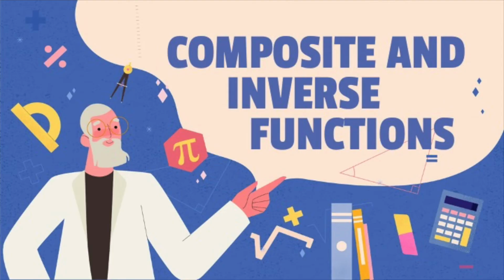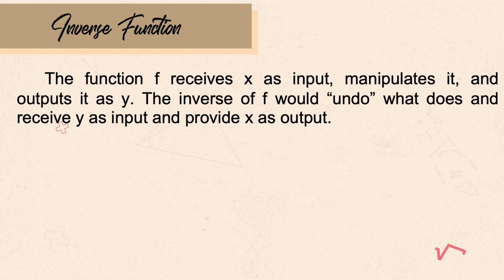Welcome to the new discussions on exponential and logarithmic functions, which is inverse and composite functions. In grades 8 and 9, we said that a function f can be thought of as a machine that receives an input, let's say x, from the domain, manipulates it, and outputs the value f of x. The inverse of f would undo what f does and receive y as input and provide x as output.